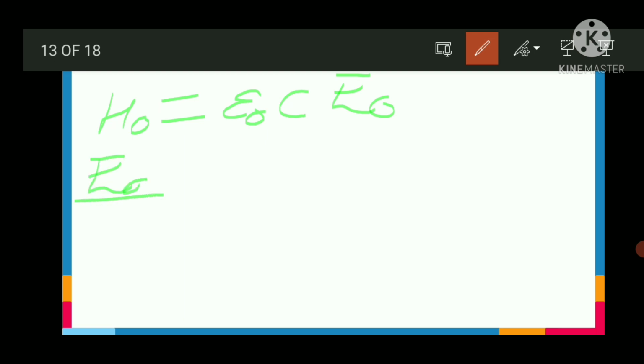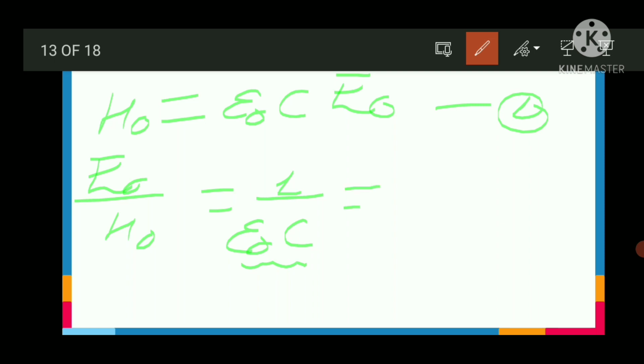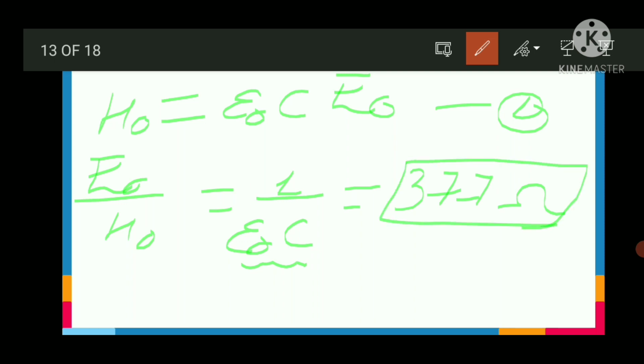What we are left with, in LHS we have H naught, and in RHS mu naught has been cancelled out, so just epsilon naught C into E naught. Clearly we have to find E naught upon H naught, and from this equation, let's say equation 1, it equals 1 upon epsilon naught C. Both these values are known, and when you put them in you will get a value of 377 ohms. This is our impedance of free space. So friends, I hope this question is also clear to you, so that we can move to our next slide.